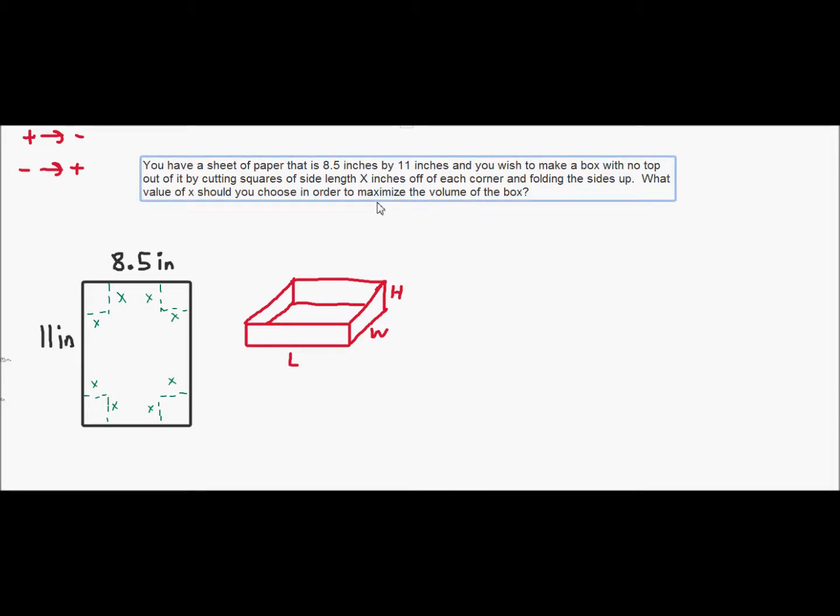Now, in optimization, the first thing that we really want to do is recognize that it's optimization. So it's asking us to maximize. That right there lets you know that you're going to find an equation for something, derive it, find the critical numbers, all that good stuff, and then find out where the derivative changes from positive to negative. So we need an equation for what we're trying to maximize. And what we're going to find out here is that the volume of our box is just the length times the width times the height.